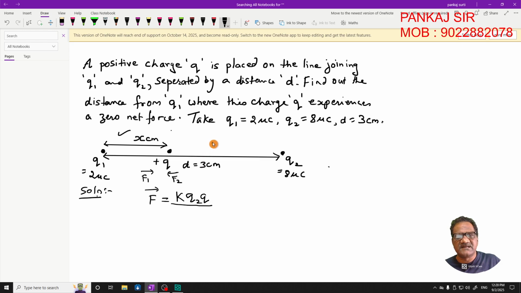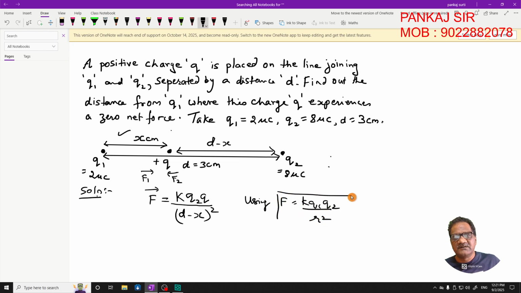Basically, the distance between Q and Q2 should be equal to the total distance D minus x, where I write x as the distance from Q1. So divided by D minus x whole square. This is using your formula from the data sheet, F is K Q1 Q2 divided by r square. So let us call this force F2, the repulsion force.